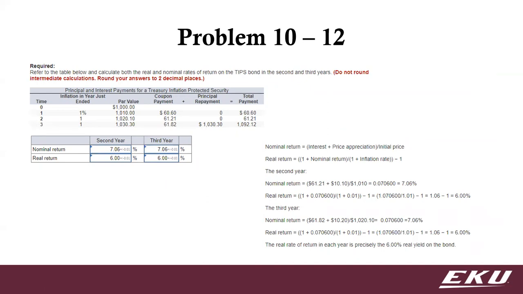Okay, so in this one here, problem 12, what we are looking at is 3 different years going forward. You're seeing that the inflation rate is 1%, so the par value is increasing because these are inflation protected. This is the TIPS. So we raise the par value based on what inflation is, and then you see how this coupon payment is also changing. This is how we calculate the real return as well as the nominal return.